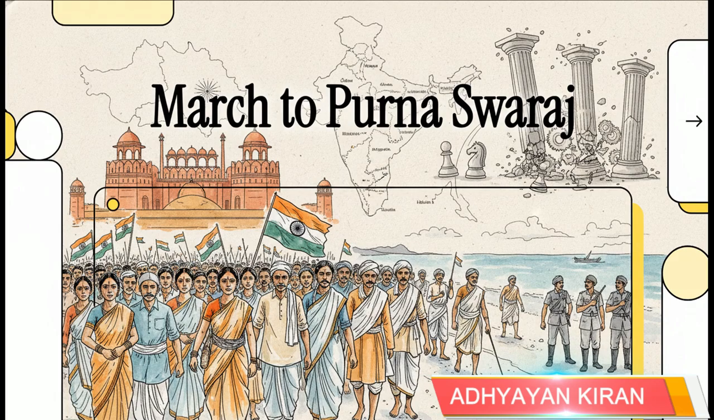Today we're looking at one of the absolute most electric, high-stakes periods in modern Indian history. Between the years 1928 and 1934, the Indian subcontinent was essentially locked in this massive, intense political chess match between the Indian National Congress and the mighty British Empire.